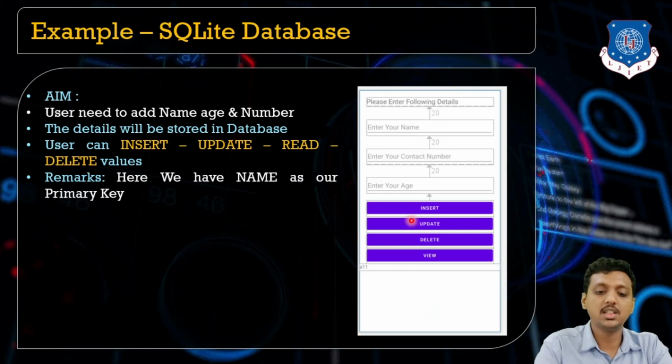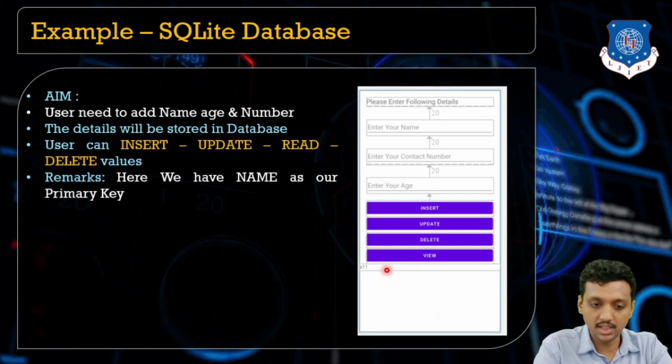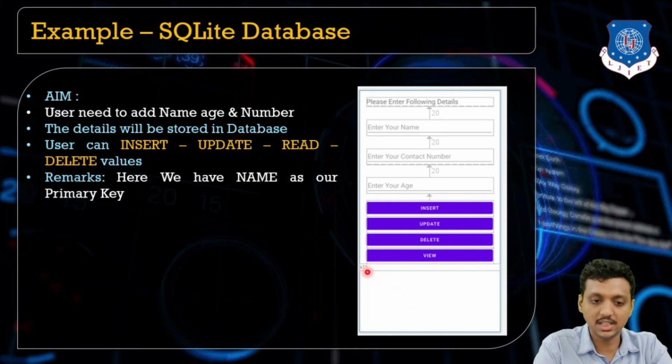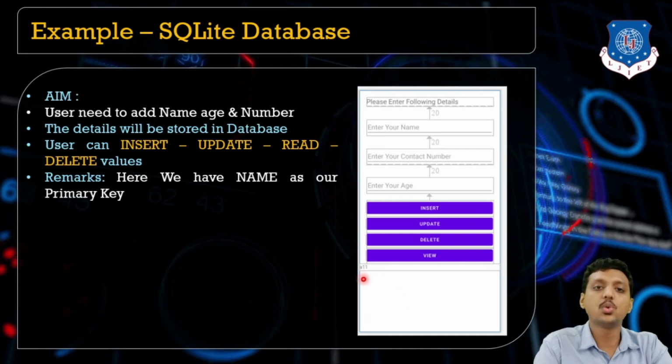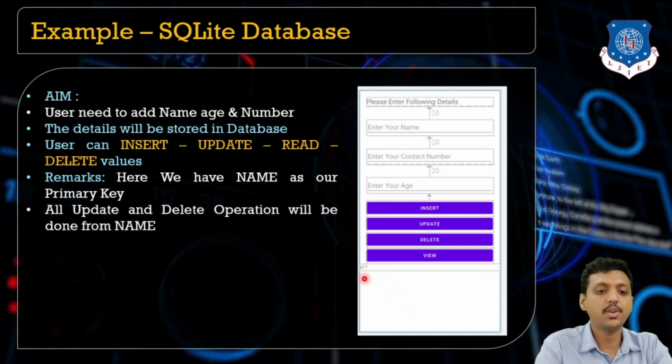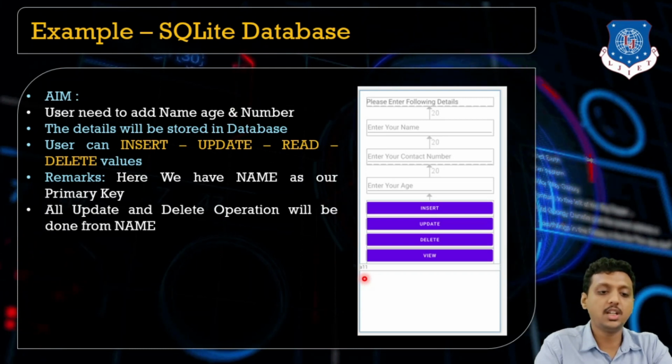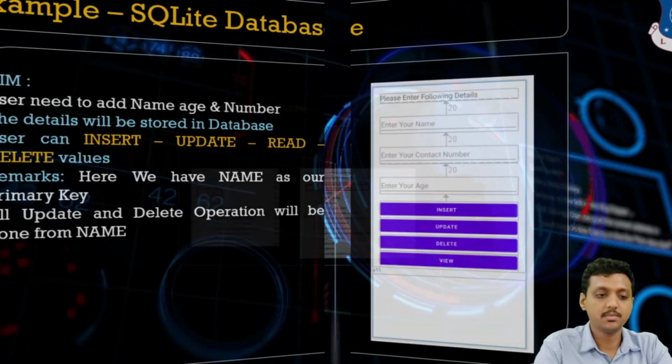So I'm going to take all these 4 buttons, and under that I have taken this, if you can see, this is ALL. This shows the text view. Fine. So all update and delete operations will be done from name.